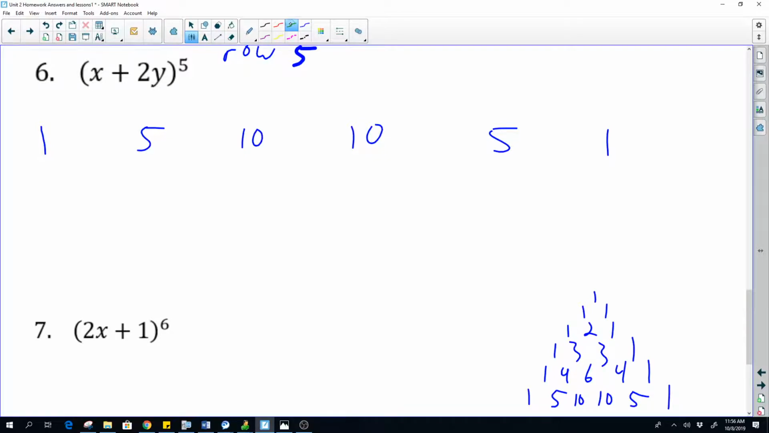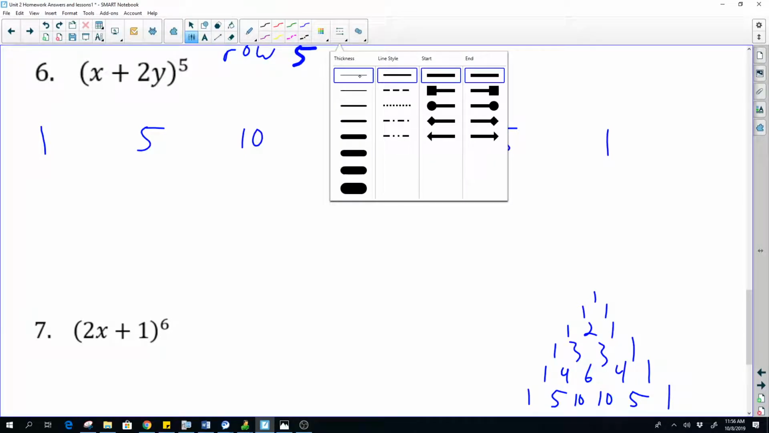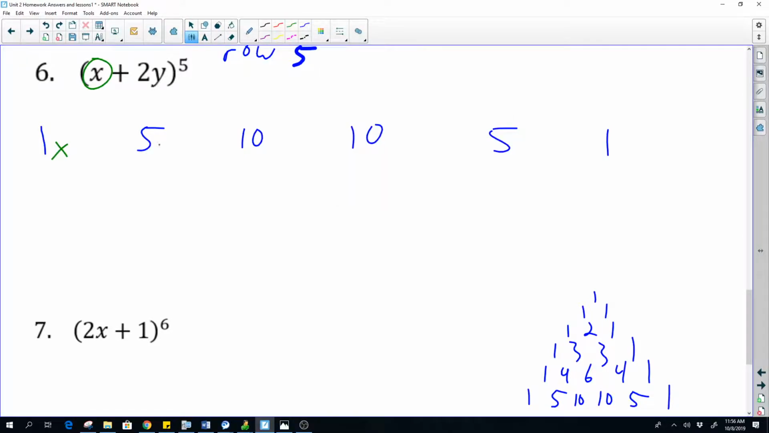So there's our coefficients. Then we'll go ahead and use the first term, which is just x, which will be pretty easy. Remember, it's just x all the way across. I want you to pause me now. Pause me. Try it on your own. See if you can take it from here.